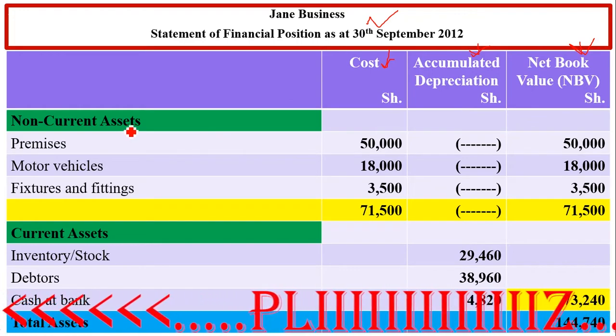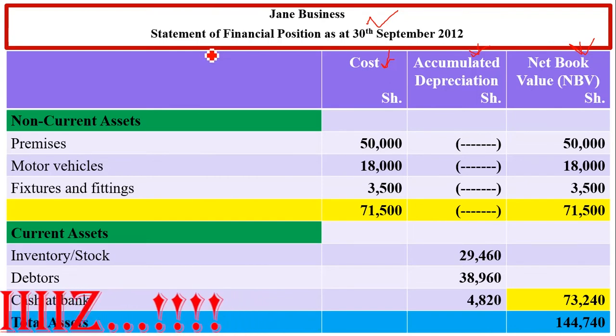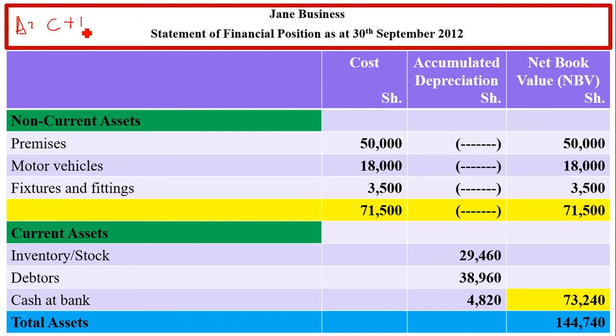Then we have the non-current assets. Non-current assets will come first, and for you to prepare the statement of financial position, you are guided by the bookkeeping equation, and the bookkeeping equation states that assets equals capital added to liabilities. Assets are divided into 2: we have the non-current assets and we have the current assets. Again, liabilities are divided into 2: we have the non-current liabilities and we have the current liabilities.